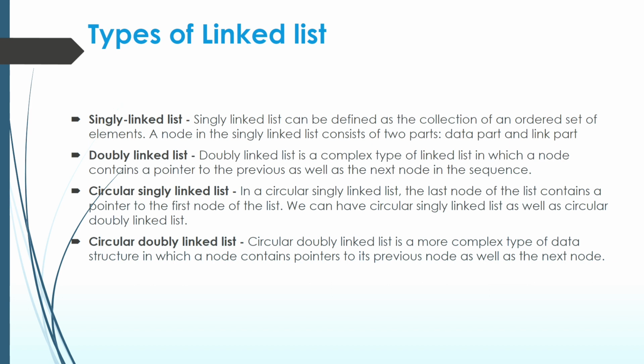So what do we mean by circular doubly linked list? Circular doubly linked list is a more complex type of data structure in which a node contains pointers to its previous node as well as the next node. Circular doubly linked list doesn't contain null in any of the nodes. The last node of the list contains the address of the first node of the list. The first node of the list also contains the address of the last node in its previous pointer.